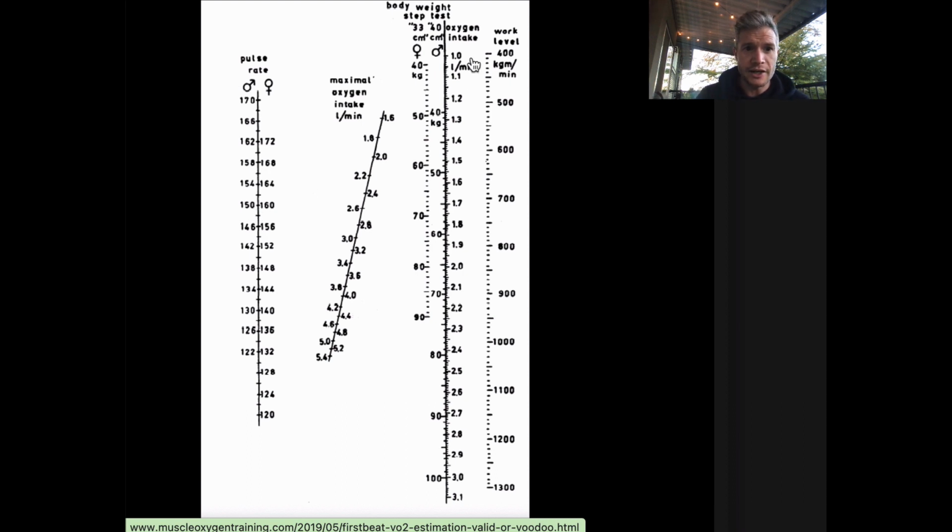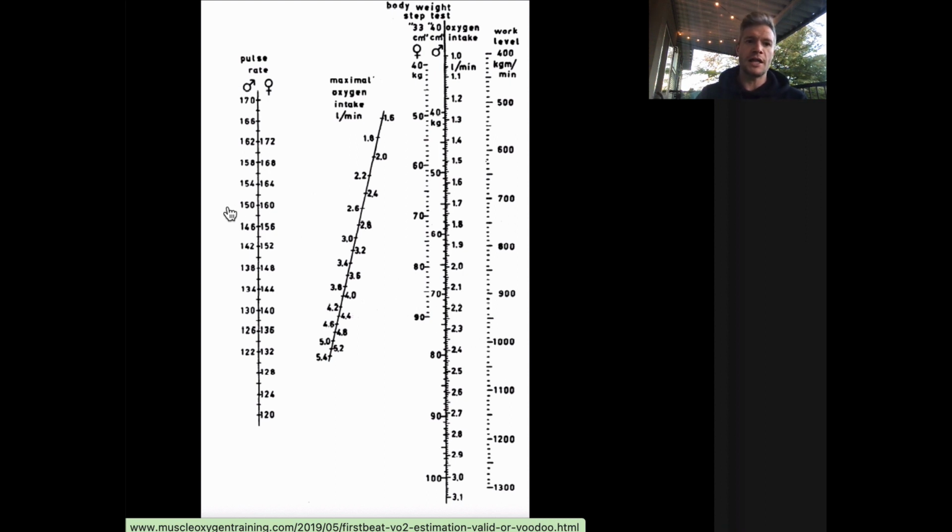Here's a step test based off their body weight, but we're going to ignore that and look at a cycle ergometer. And here are some kilogram meters per minute, which we could also have listed as watts. So we take that dot over here on their heart rate, and we put a dot over here on their workload. For whatever test that happens to be, we essentially draw a line between the two.